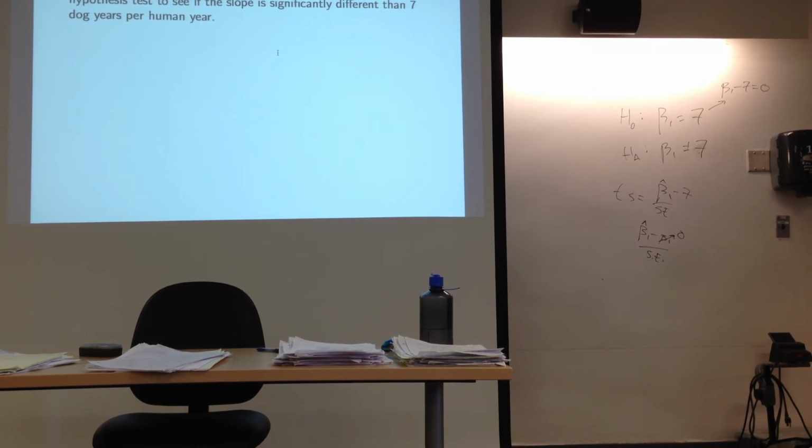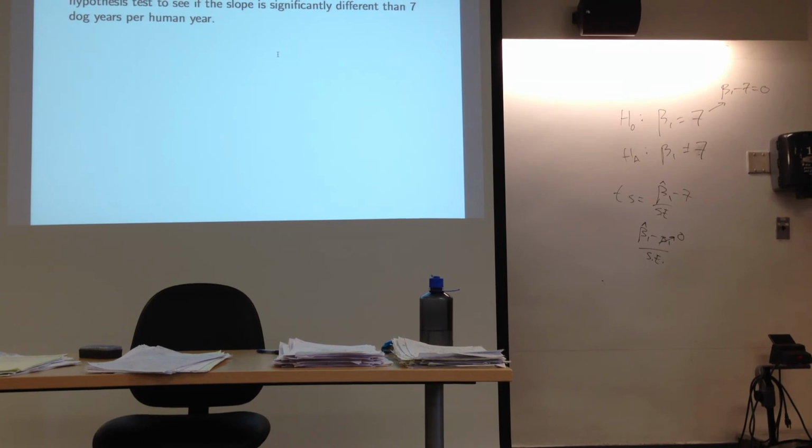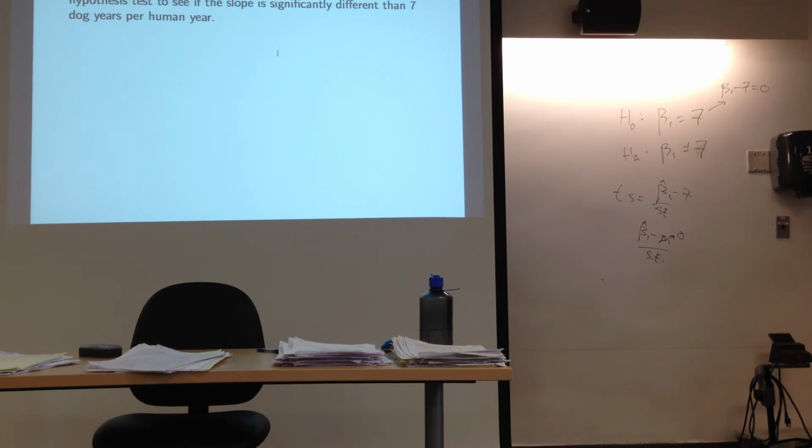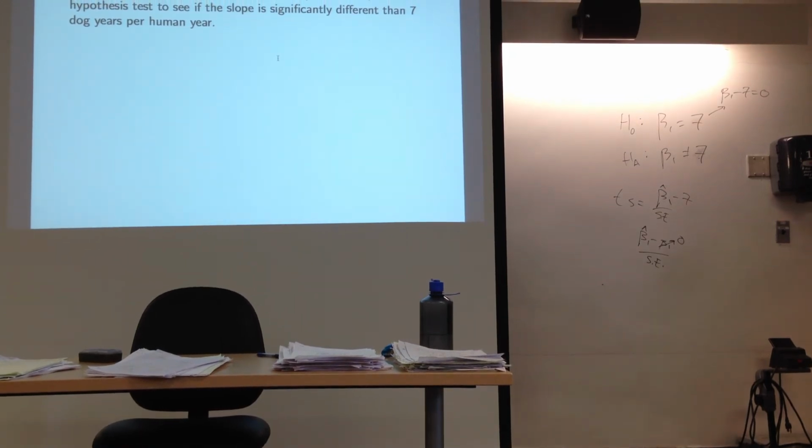So what's beta 1 hat? Have we found that already? 5.46. Yeah, was that 5.46? We calculated previously, right? It's that slope that we found with the least squares estimates.